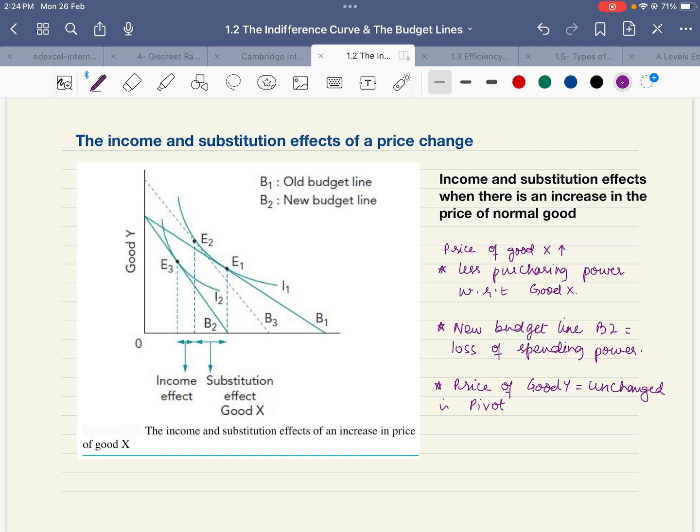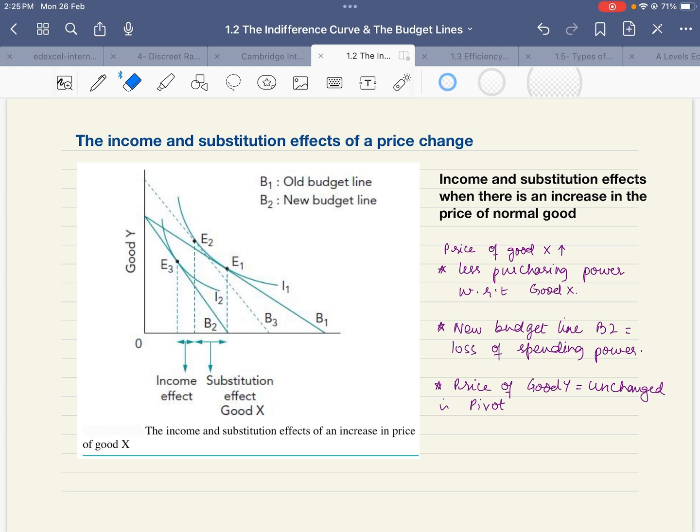They can purchase less of good X, whereas there has been no change in the price of good Y. That is why there has been no change in the graph for good Y, and both the budget lines are pivoted here at this point. Secondly, the new budget line is B2, which has moved inwards, and the price of good Y has stayed unchanged. For the graph we are looking at on the screen, the change has occurred in two stages.